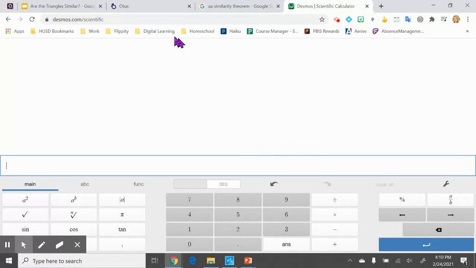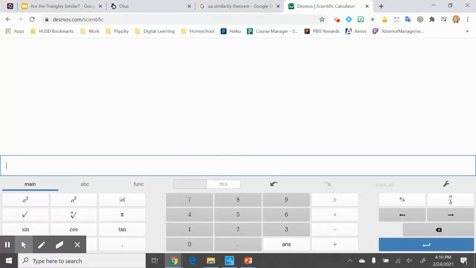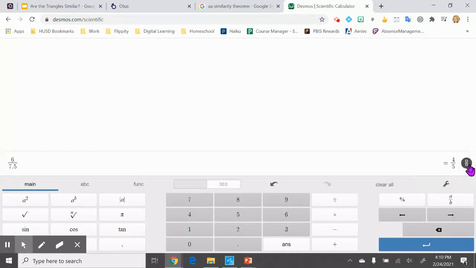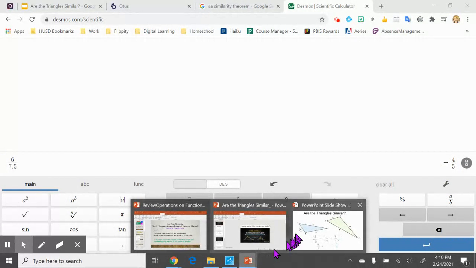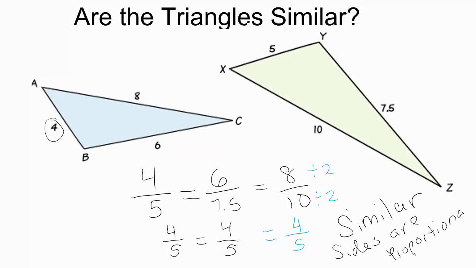So if you use Desmos as your scientific calculator, and now I forgot what it was. It was 6 over 7.5. Okay, let's go back. So if we're going to type that in, we're going to 6 divided by 7.5, and it gives it to you as a decimal, but if you click right over here, it'll give it to you as a fraction, which is 4 over 5. And so when you divide those, that is also 4 over 5. And so, yes, these triangles are similar because the sides are proportional. That means they all measure the same amount.